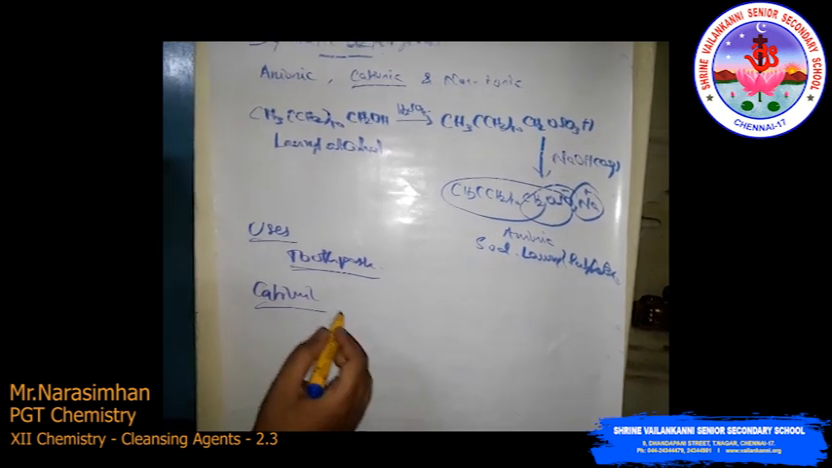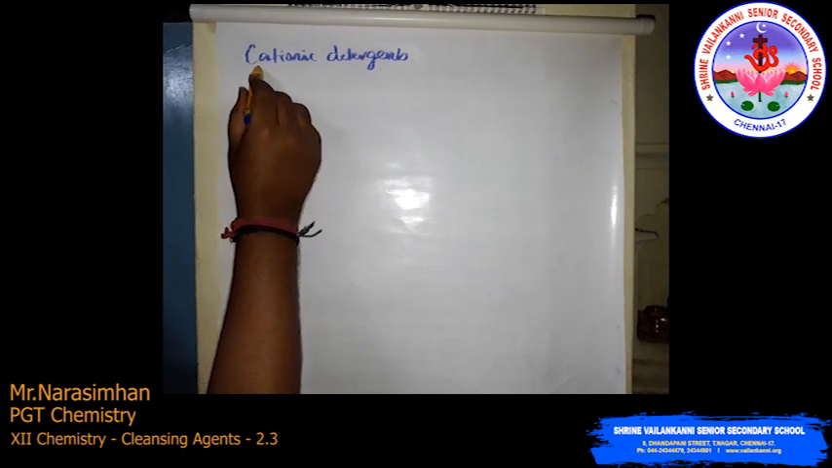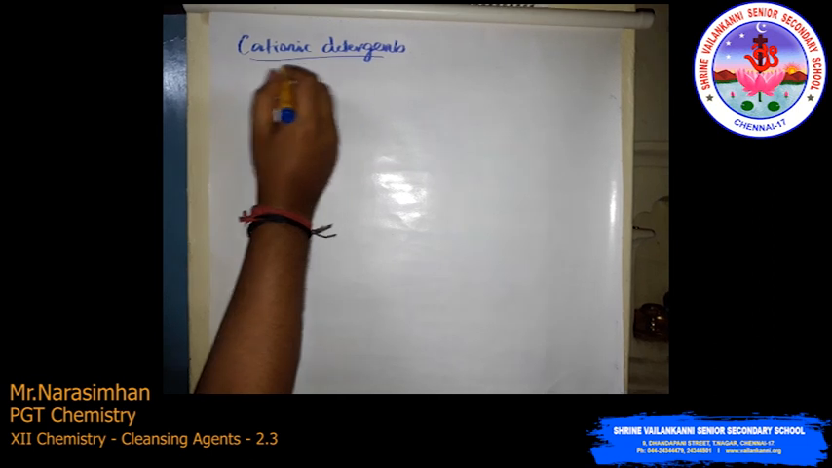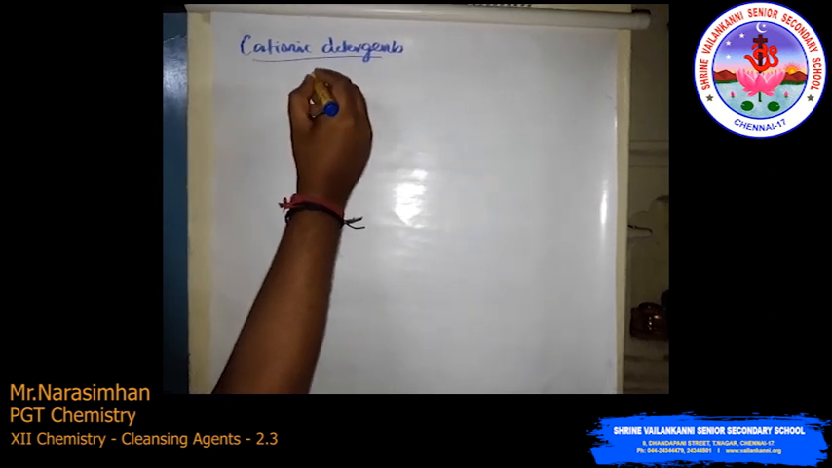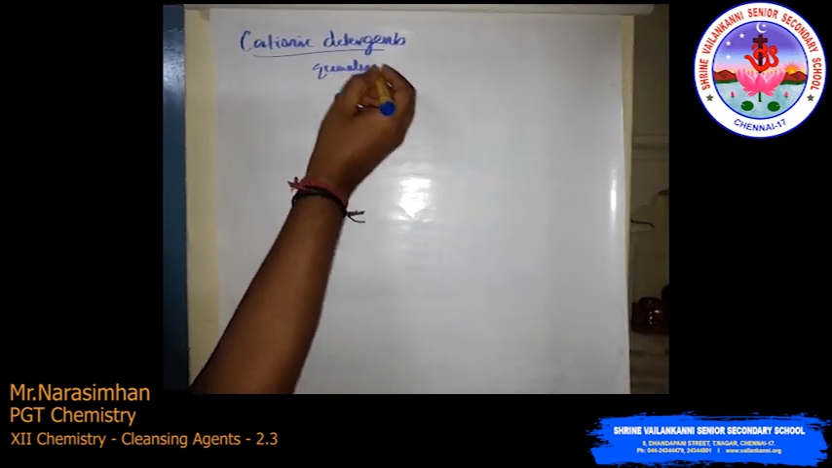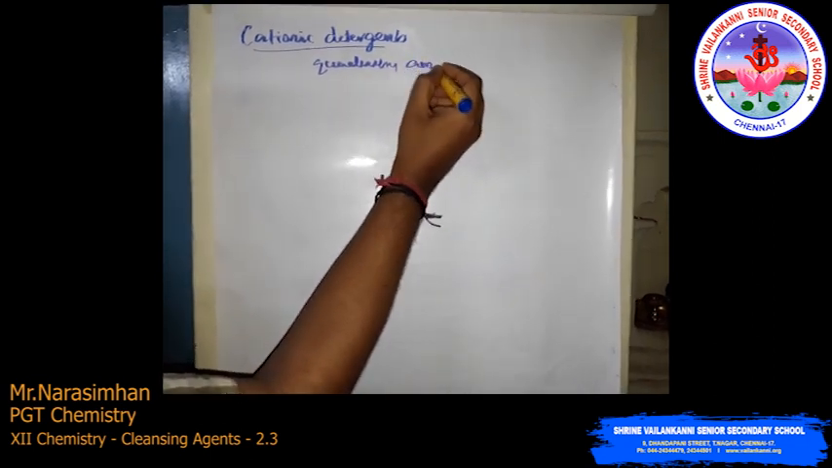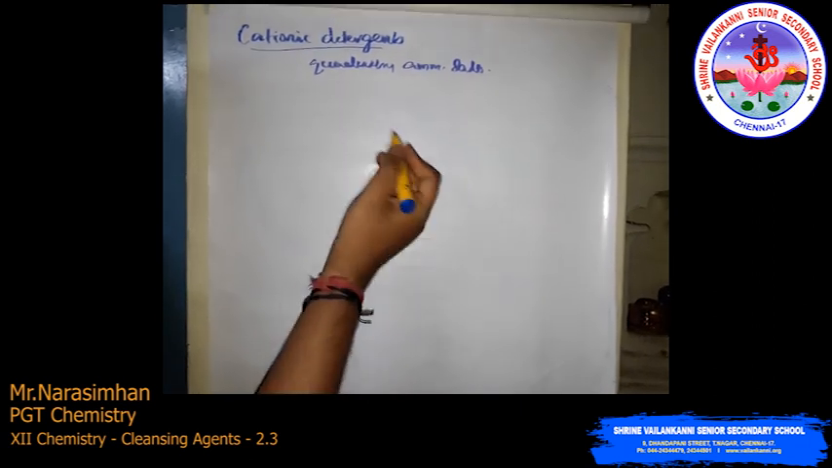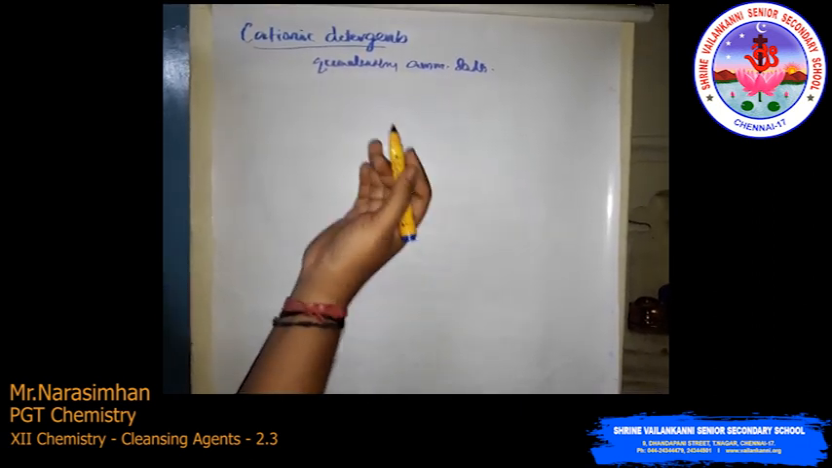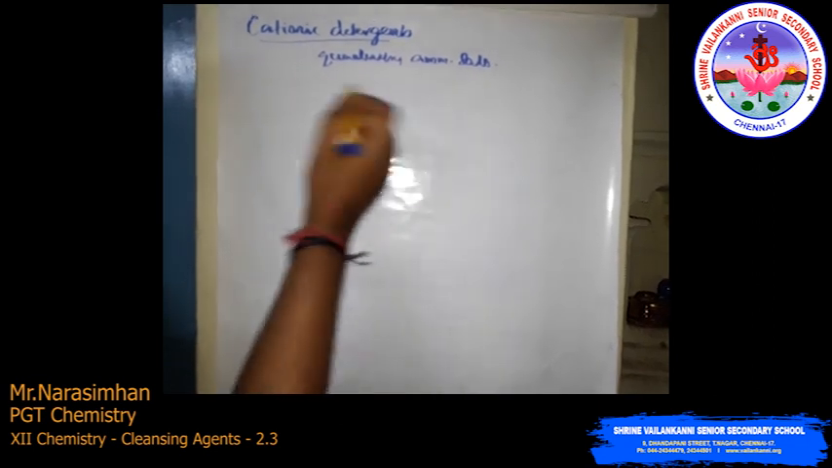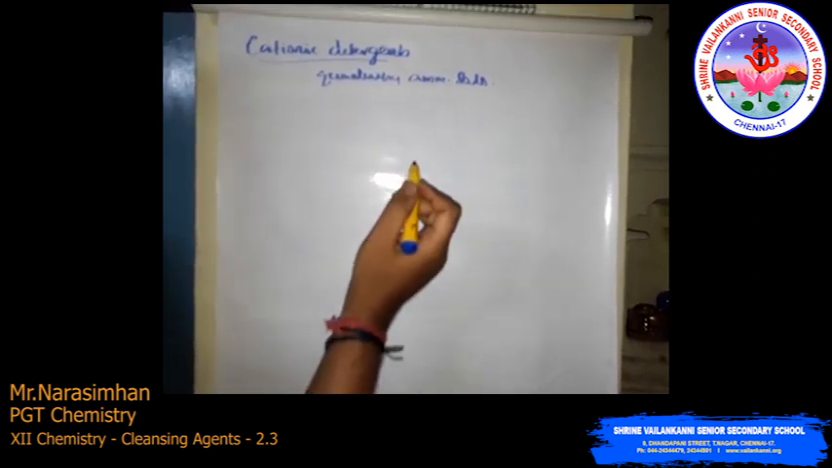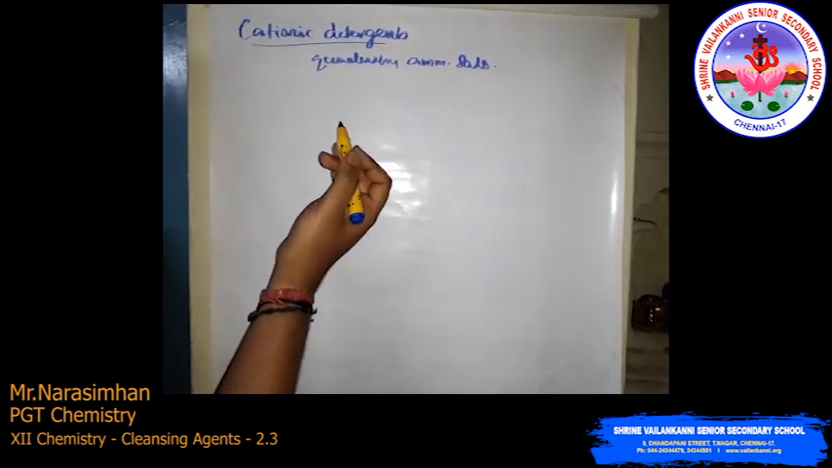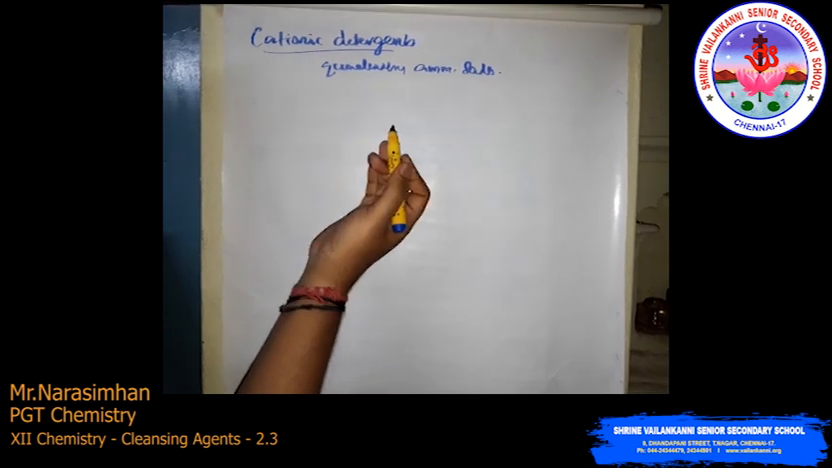Cationic detergents. See, the next is the cationic detergent. What does cationic detergent mean? Cationic detergents are mainly quaternary ammonium salts. They contain the quaternary ammonium salts of amines with acetate, chloride, or bromide anions. Here, these act as the anion. Then the cationic part possesses a long hydrocarbon chain and a positive charge on the nitrogen atom.